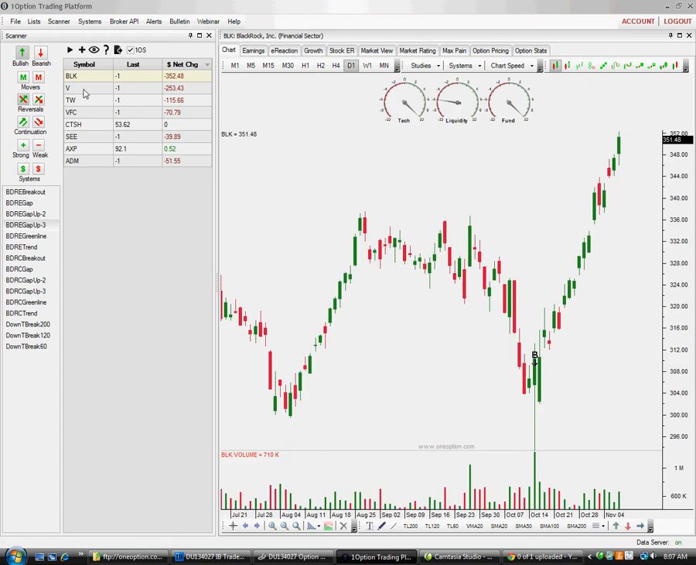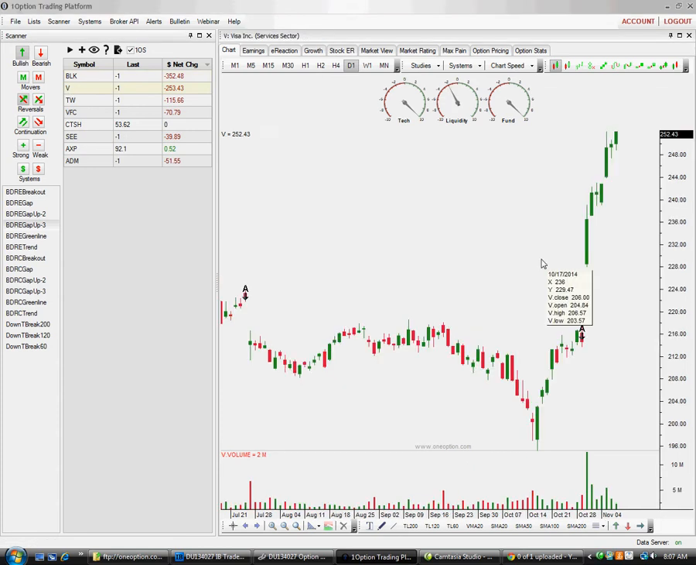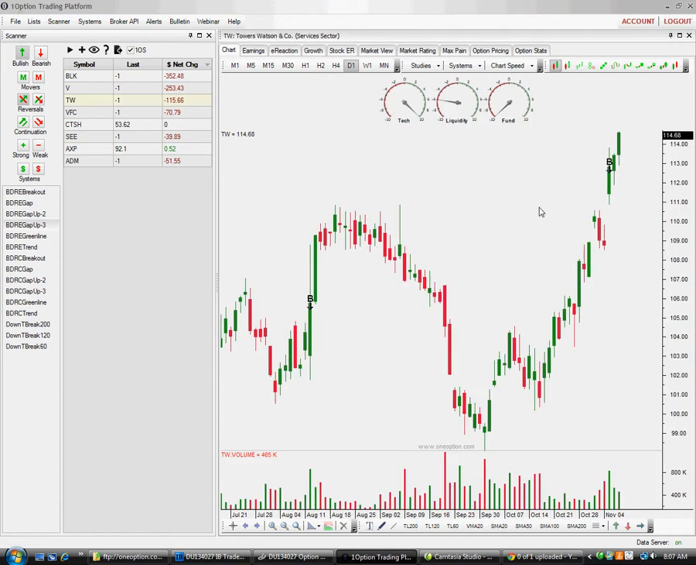I'll look at a gap. That's what that gap up -3 means. There's your gap, boom, boom. Gap, boom, boom. I think you get the message. I think you know why I like using gaps.